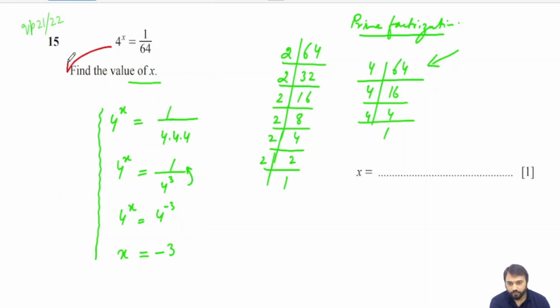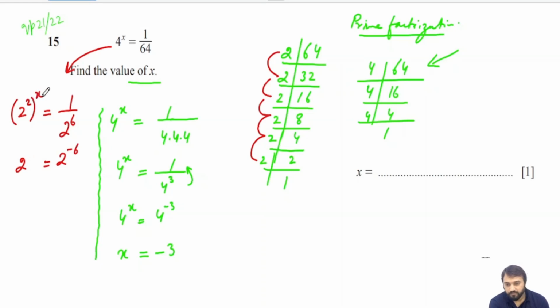I can write 4 raised to power x, that is 2 squared whole power x, in the form of 2. And 1 over 64, you tell me how many 2's we have here. 1, 2, 3, 4, 5, 6. So instead of 64, I can write 2 raised to power 6. Bring it up, the sign will change, 2 raised to power -6. And if it is already in negative form, then the sign will be converted into positive.